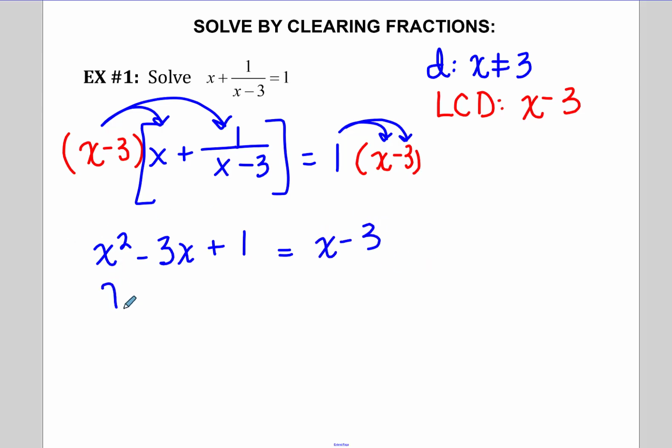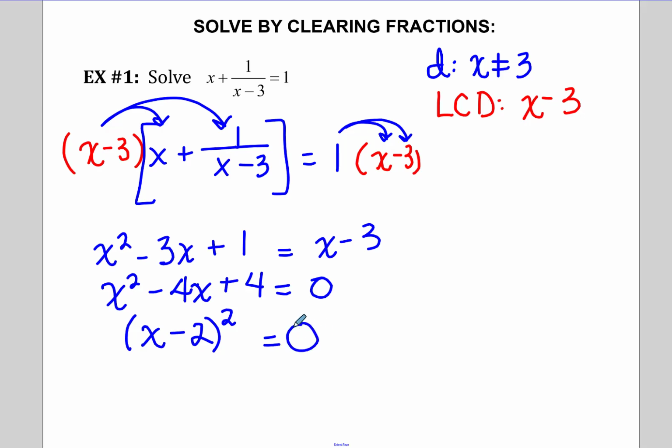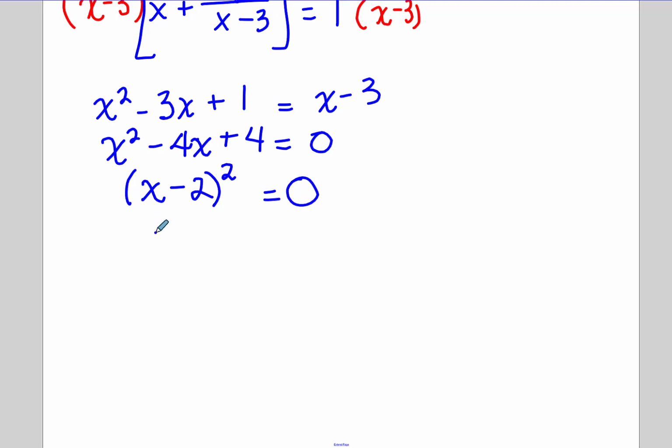Now we can collect like terms to one side. That would give us a 3x minus an x, so 4x on the left. And then a 1 plus a 3, that would give us a 4. Factoring that, it looks like we have a perfect square trinomial, since x minus 2 times x minus 2 would give us that trinomial. And then solving for the two factors, x minus 2, multiplicity 2, we're good to go.